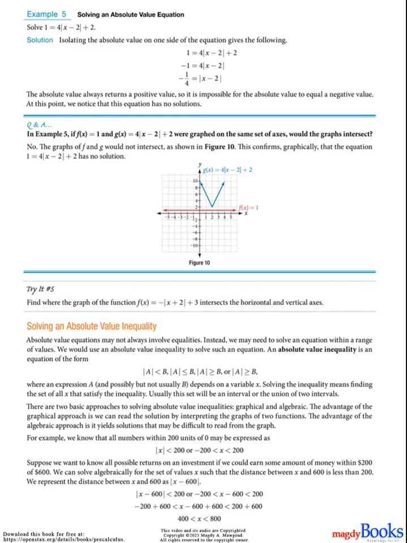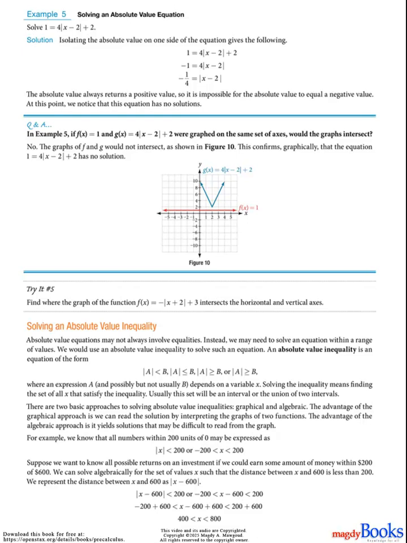Q and A. In example 5, if f of x equals 1 and g of x equals 4 times the absolute value of x minus 2, plus 2 were graphed on the same set of axes, would the graphs intersect? No, the graphs of f and g would not intersect, as shown in Figure 10. This confirms graphically that the equation 1 equals 4 times the absolute value of x minus 2, plus 2 has no solution. Figure 10. f of x equals 1. g of x equals 4 times the absolute value of x minus 2, plus 2.